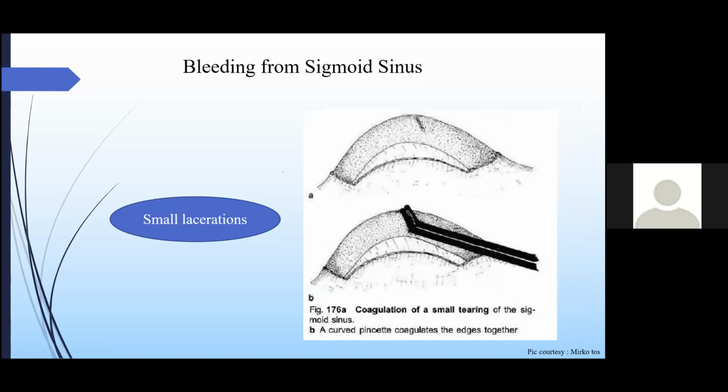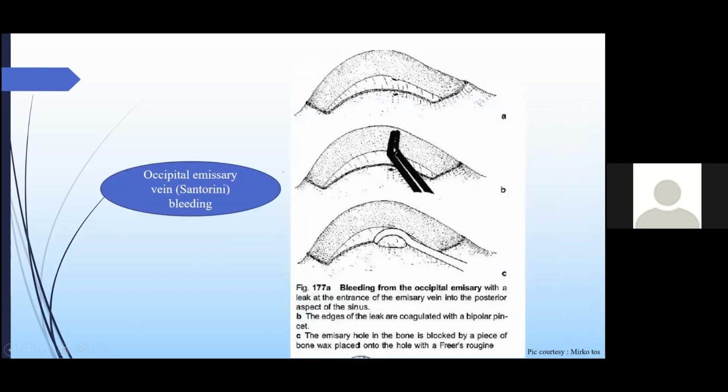In case of small lacerations, we can use a curved bipolar tip, and usually it controls the bleeding as it coagulates the ends, so they get adhered to each other, and the laceration stops bleeding. In case of an occipital vein, which is seen on the medial aspect of the sigmoid sinus, it depends. If it is bleeding from this side, we can cauterize or coagulate with the help of a bipolar. And this end, if it is just at the level of the bone, then it needs bone wax. But it can be easily manageable.